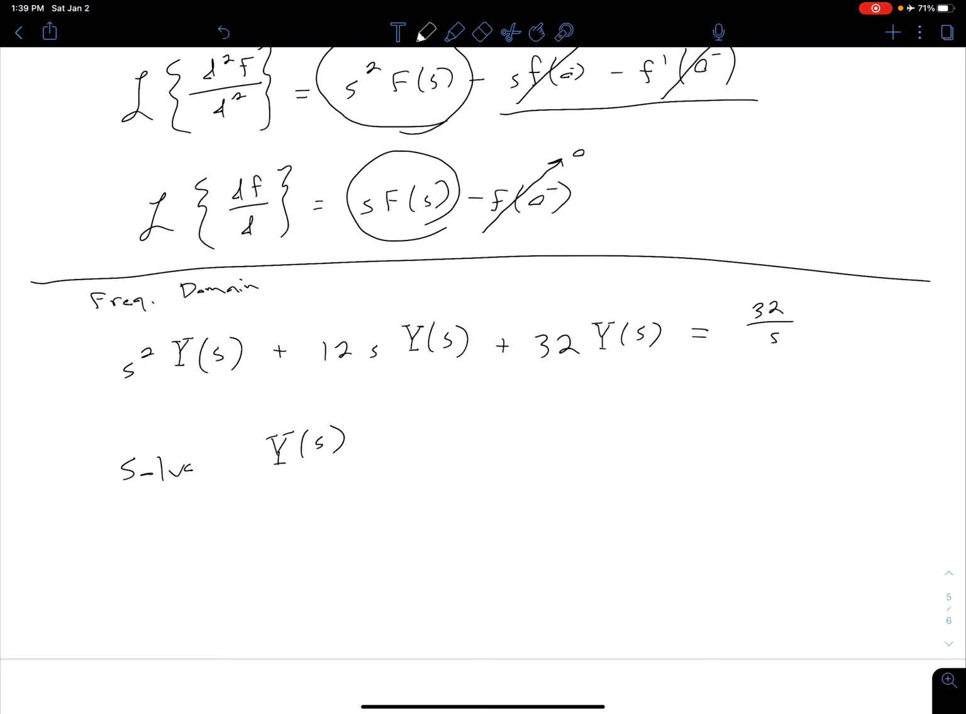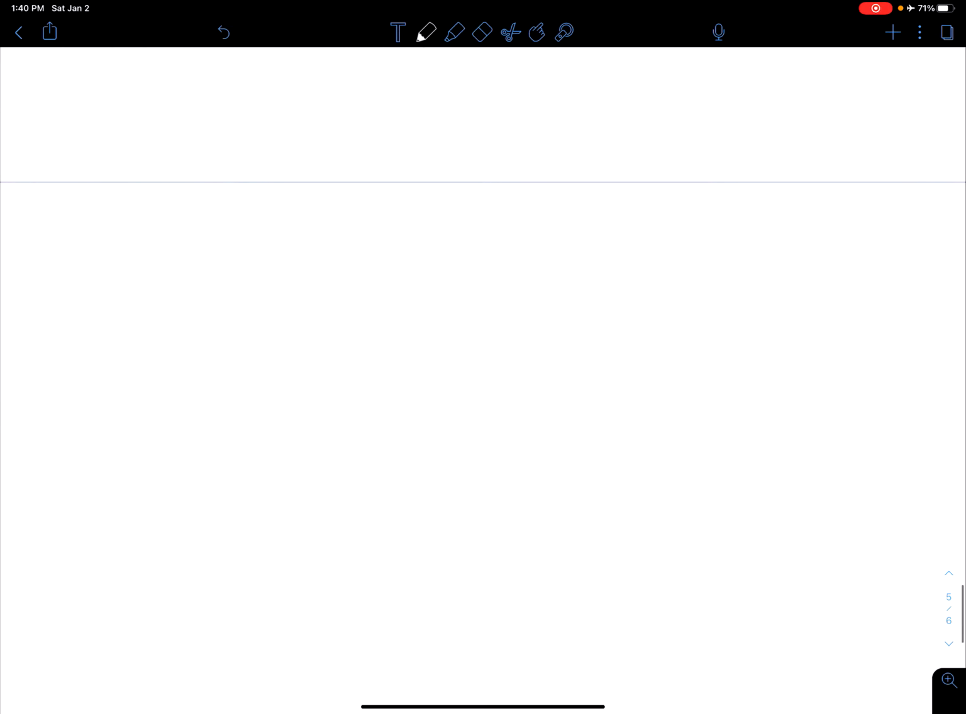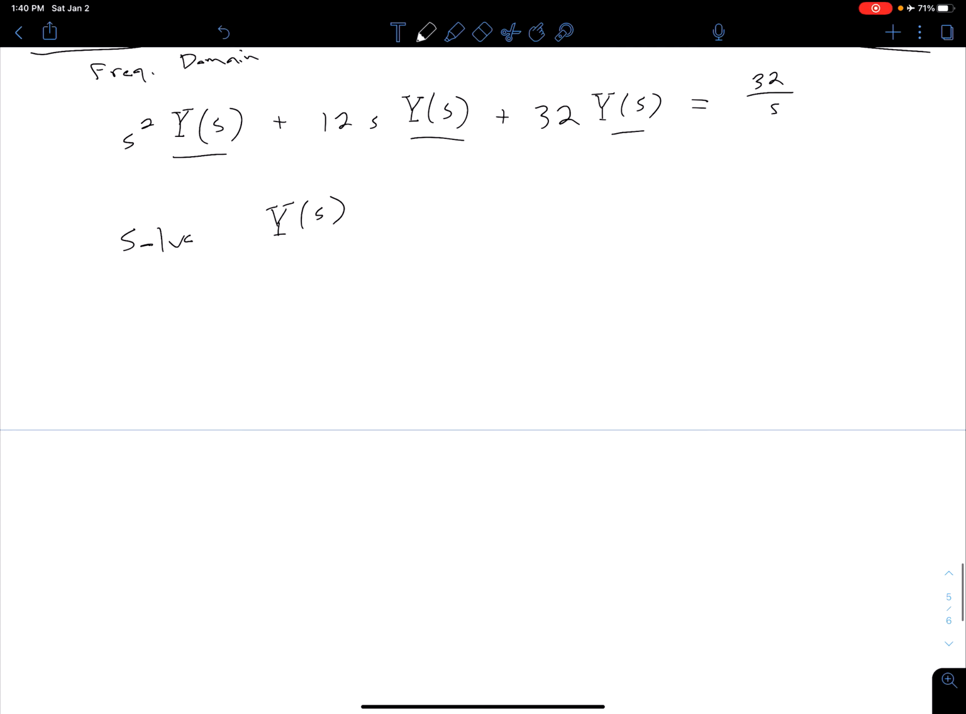So what we can do over here is we can factor out our y of s on this left side. We notice that every term has y of s. So if we do that, you can see there's an s squared plus 12s plus 32. So let's just go ahead and multiply that over to the other side. So let me keep that on the screen there for a second.